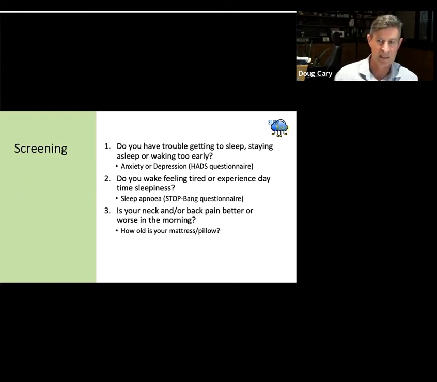So then that leads into, well, how old is your mattress and pillow? Mattresses at 7 or 8 years are basically on their way out. Pillows at 2 or 3 years are on their way out. And then I'd also be asking, what positions do you think you sleep in? So I'm really nailing the person on that. Where's your top leg, where's your bottom leg? How long do you think you spend in that position? When you wake up at night, what position are you in?